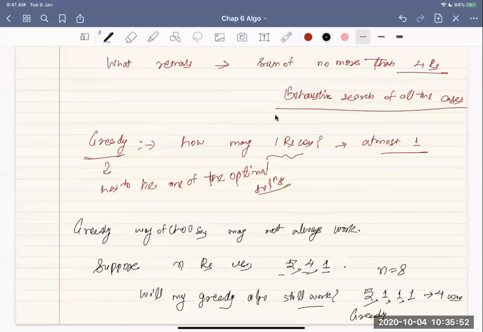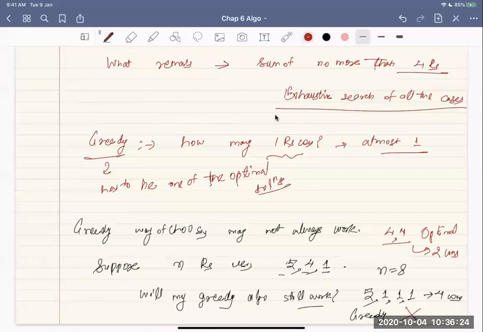But what is the optimal solution? The optimal solution is I take two 4 rupee coins. So that is only 2 coins. That means the greedy property does not work here. So for any greedy property that you are identifying, you have to ensure that this is correct. You either do a proof that this is correct, or you find a counterexample that shows this is not correct.